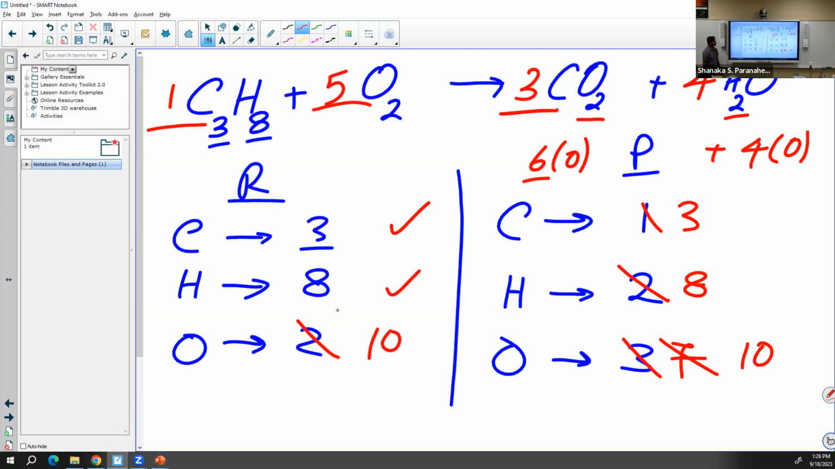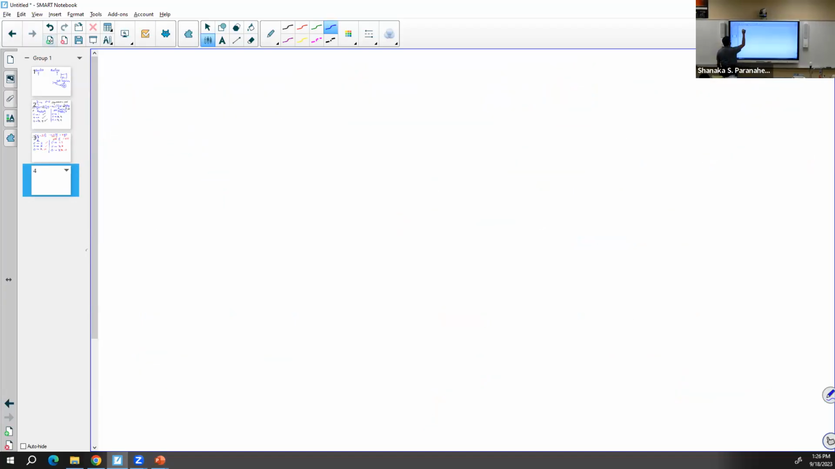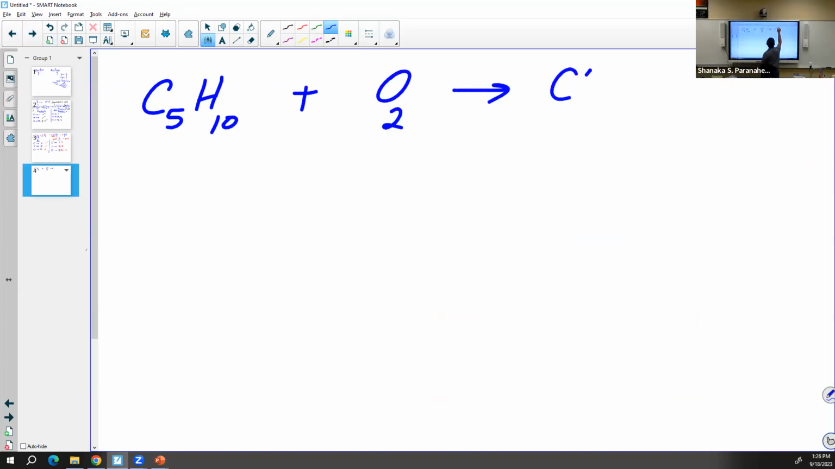Okay, so let's do more examples. I'll give you another hydrocarbon. The next one is going to be C5H10 plus oxygen gives CO2 and water. So this is the first one, and it's very straightforward. That's easy, like the previous example. The next one, we can try this.